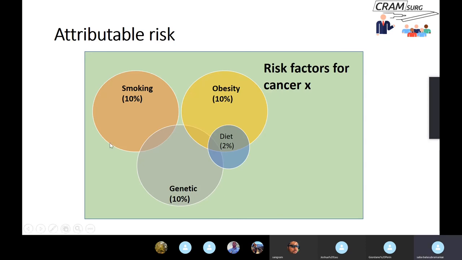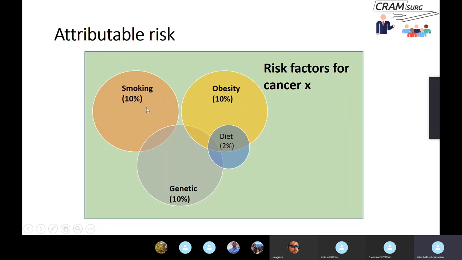Now here's a picture, a schematic diagram of all potential risk factors that could cause cancer X, for example. So you've got in here a partial Venn diagram that shows smoking, obesity, diet, and genetic factors that play a role in causing cancer X. You can also see that there's a big space here, which is unfilled, which means that for many of these cancers, we haven't identified all the risk factors, or we're putting it down to random occurrence or chance, and therefore the risk factors only account for a proportion of patients with cancer X.